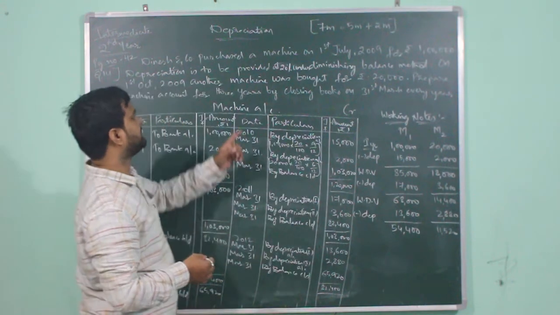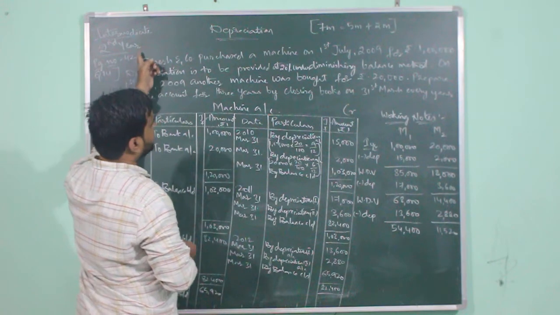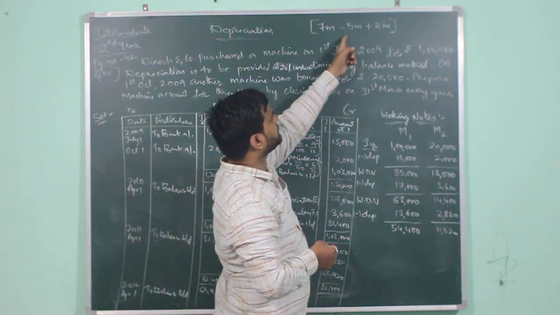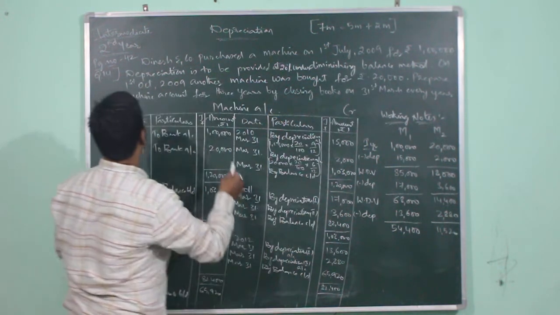In this video, I will be explaining the chapter depreciation. First intermediate second year students, State Board of Telangana, and the weightage for this chapter is 7 marks, and a problem will be coming for 5 marks, and a problem knowledge theory will be coming for 2 marks. Let us have a problem.